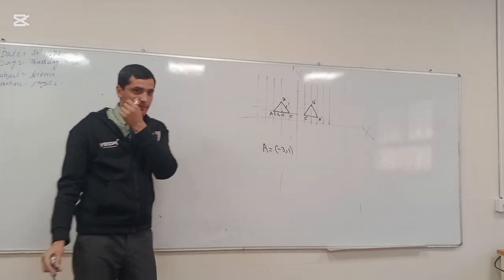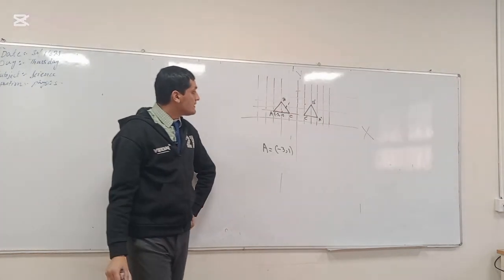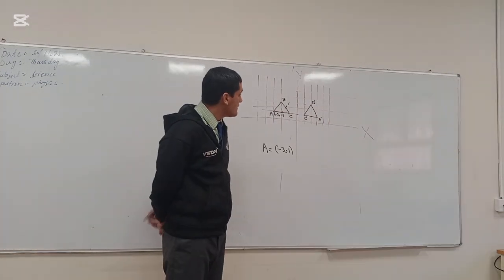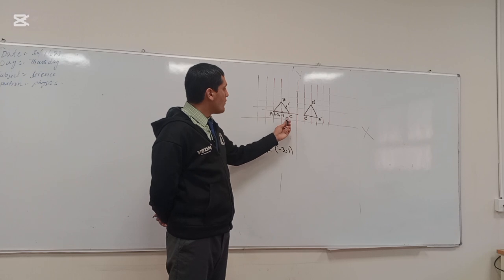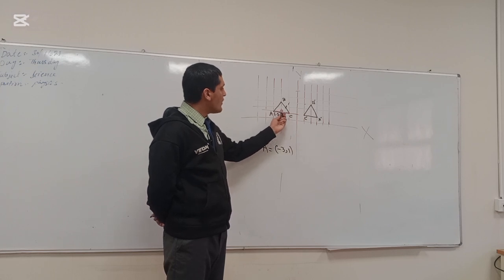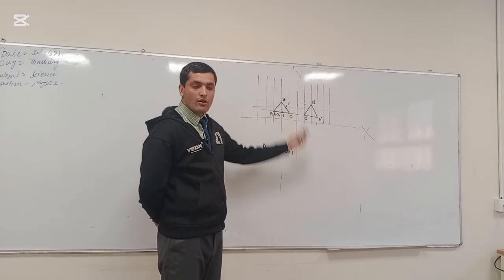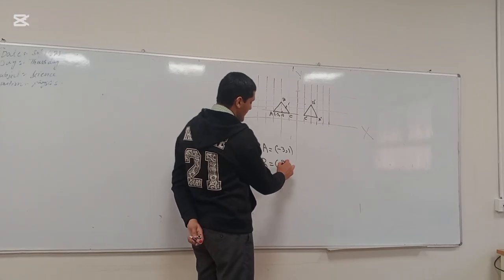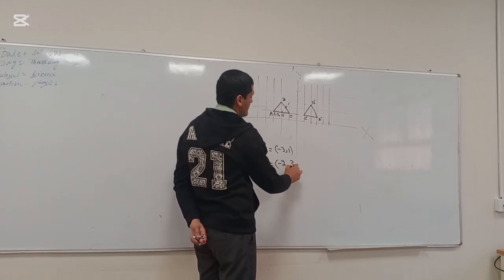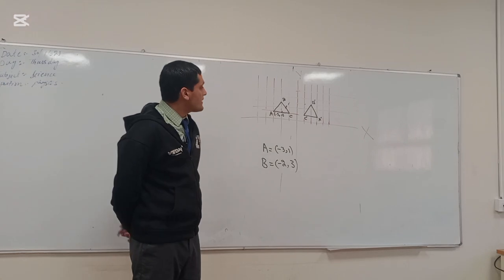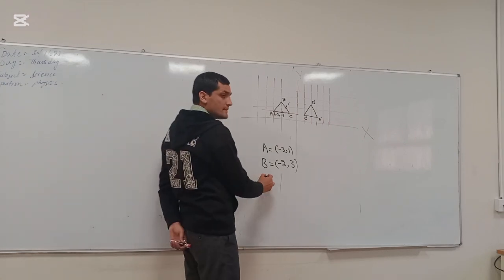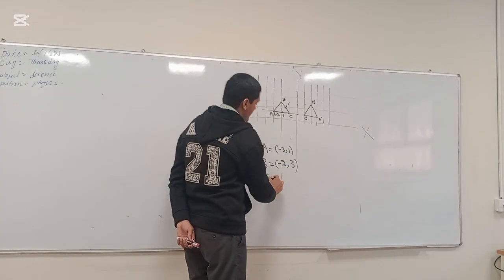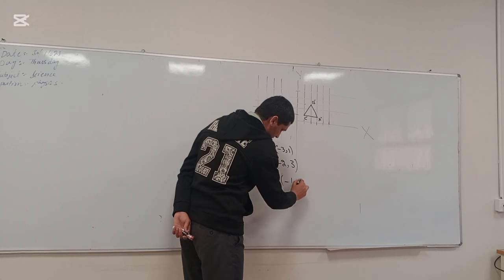Tell me the coordinates of B. Yeah, sure. -2, and 1, 2, 3. So -2 and 3. Great. And tell me the coordinates of C. Yeah, great. -1 and 1.